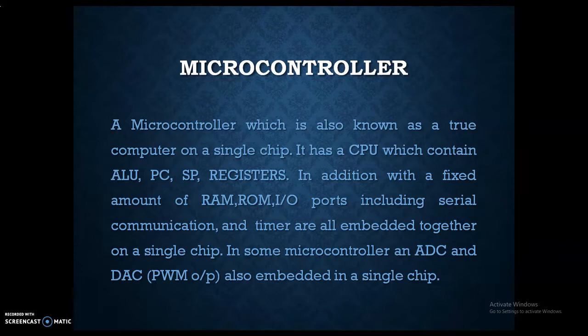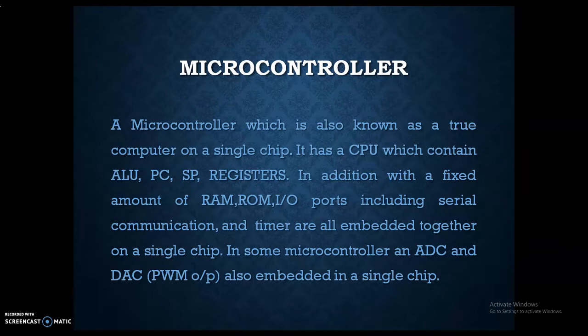Some microcontrollers are having ADC and DAC. So what is the use of ADC and DAC in the microcontroller? You know that every real world data is analog data. Analog data cannot be processed by a microcontroller. The microcontroller needs digital data to process. So the real world analog data needs to be converted into its equivalent digital form. That is done by ADC.